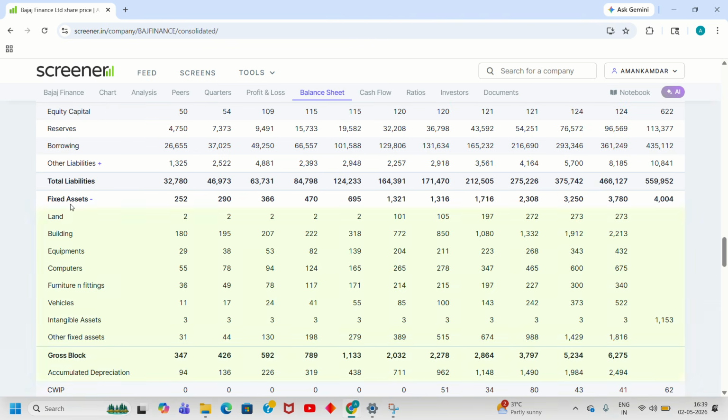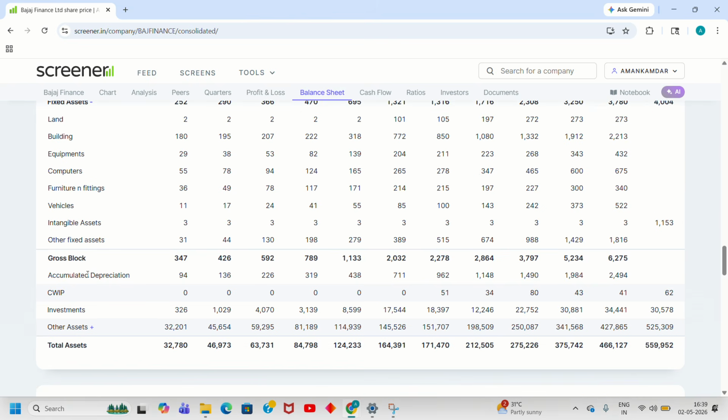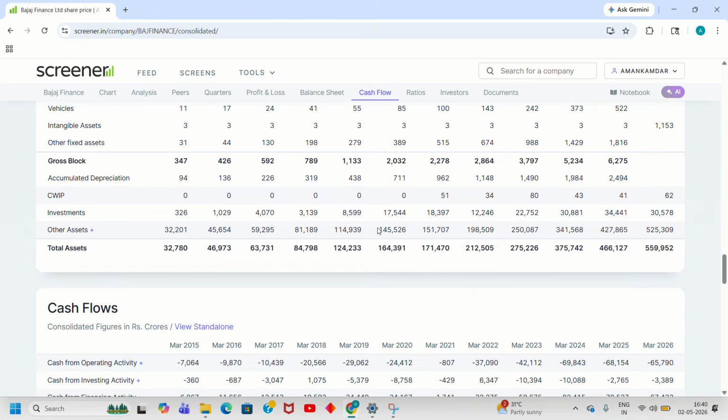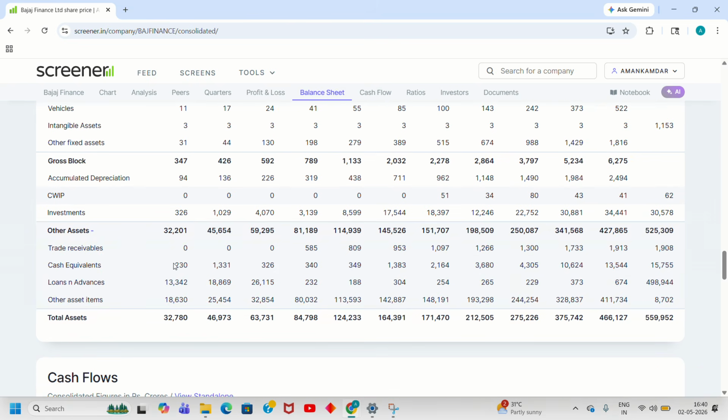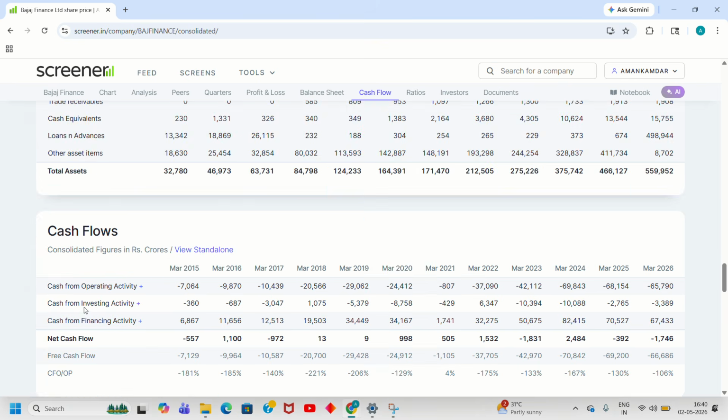Now fixed assets, we can also see the bifurcation of fixed assets like land, building, equipment, gross block. I see other investments, other assets, total assets. Now we move on to the cash flow.